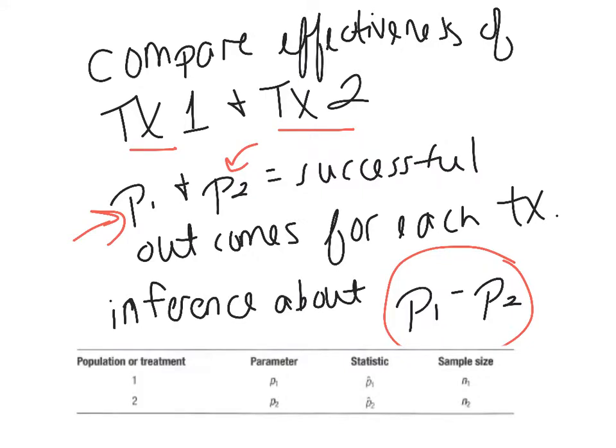And just a reminder that this is what our notation would look like for this, where we have our population or our treatment. We'll use the same notation as before, just with the subscripts 1 and 2, where a plain P would be our parameter and P hat would be our statistic. But this time, because we have two samples, we're also going to have N1 and N2 for sample size 1 and sample size 2.